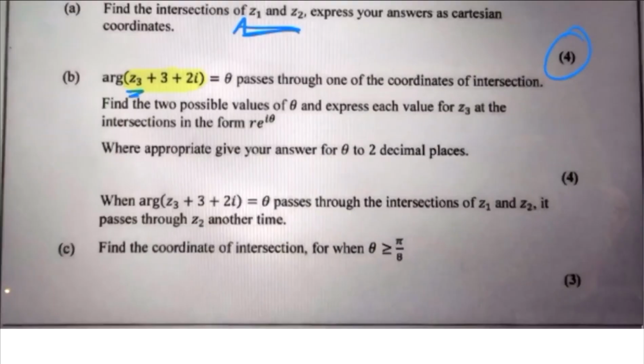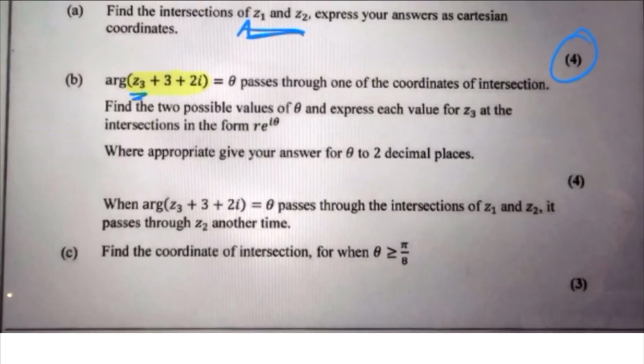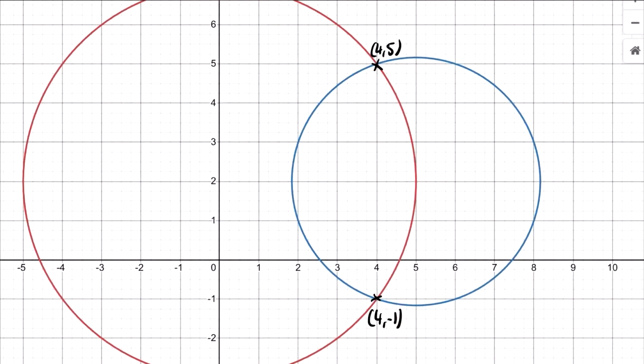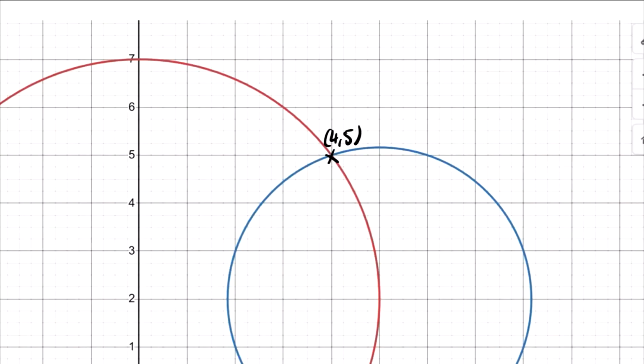Okay, so now let's look at part B. So the argument of z3 + 3 + 2i is theta, and it passes through one of the coordinates of the intersection. So let's see if we're going to pass through here, or let's see if we're going to pass through here. So I'm just going to write this out at the top. So we want the argument of z3 + 3 + 2i, and that equals theta.